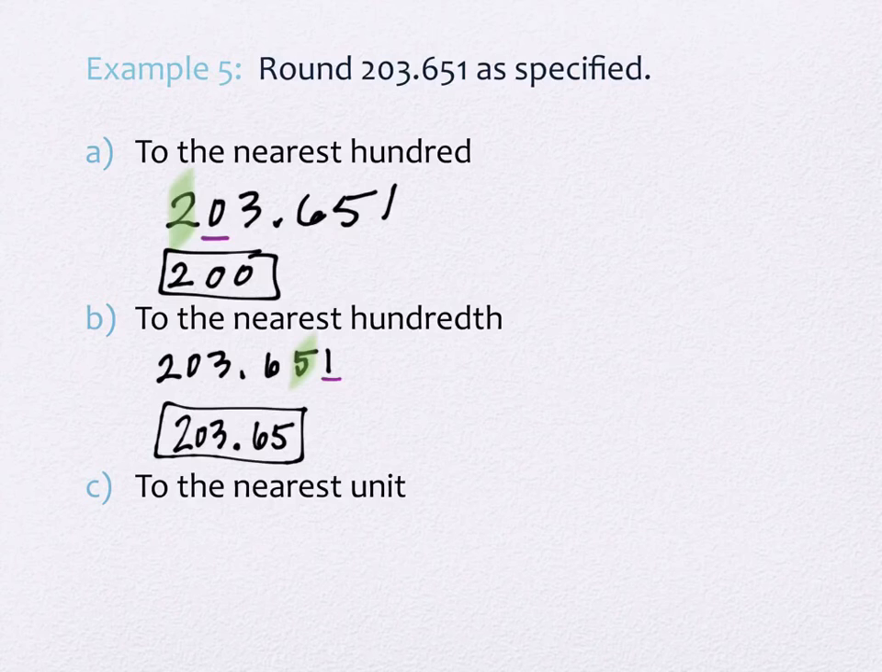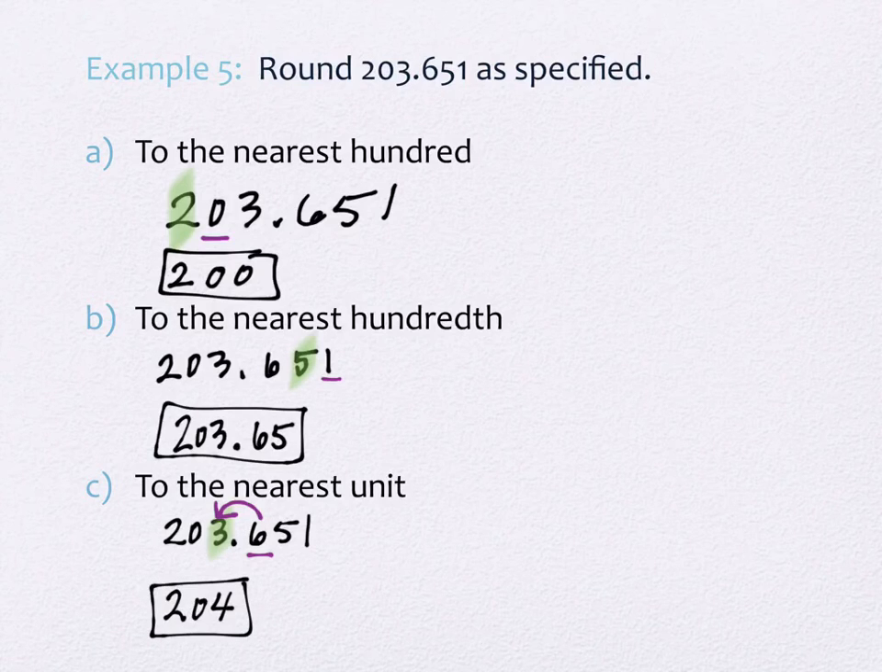And then it says to the nearest unit. So what number is in the units place? A 3. So look at the value afterwards, and it's a 6. Finally, something that's not just turn it all into zeros, right? 5 and up, we round up. Well, what does that actually mean? Well, it means that the value in front of it will actually change this time. So instead of saying 203, it's going to become 204. Everything after it still becomes zeros, but rounding up actually affects the place value I'm rounding to. And I get 204 on this one.